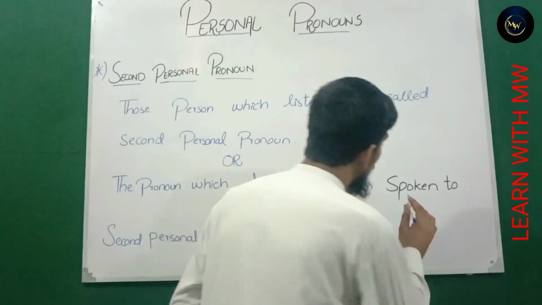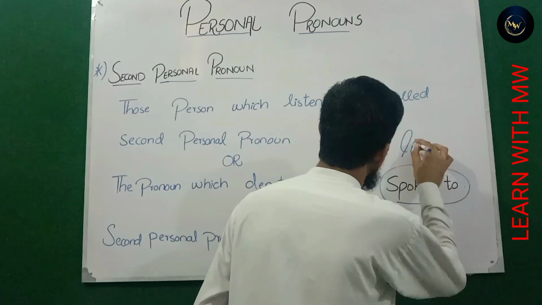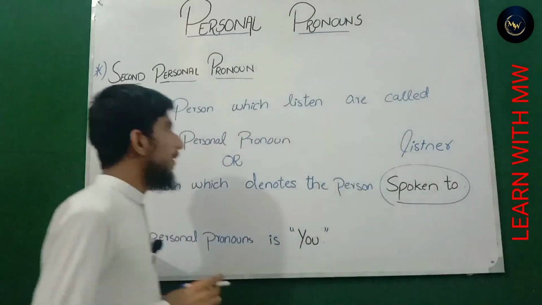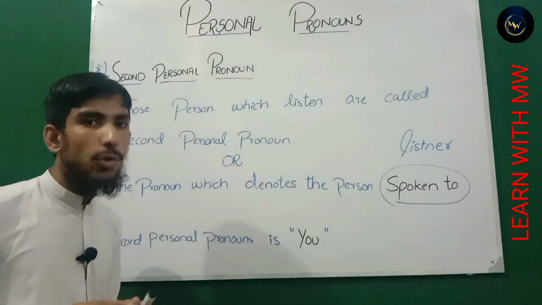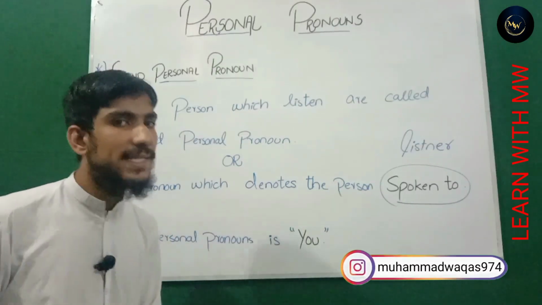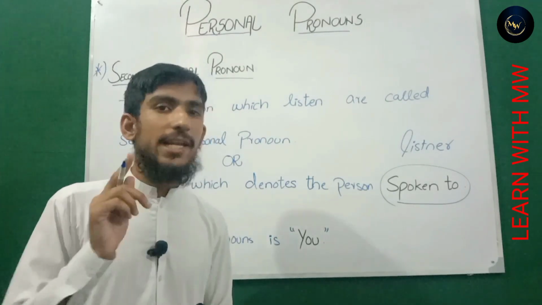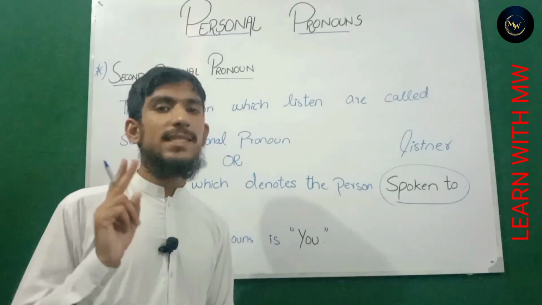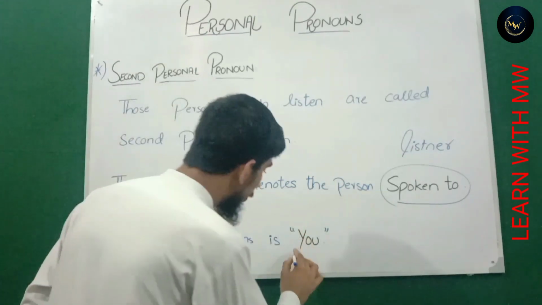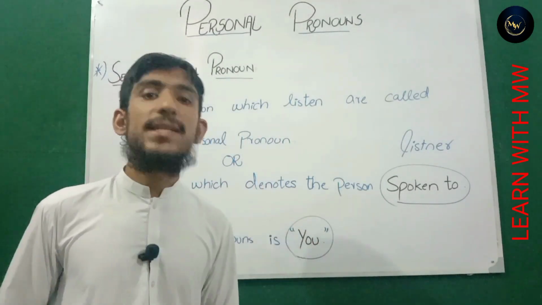The person spoken to is basically the listener. So the pronoun which denotes the person spoken to, or the listener, is called the second person pronoun. Remember that in English grammar there is only a single second person pronoun, which is you. You is the second person pronoun.